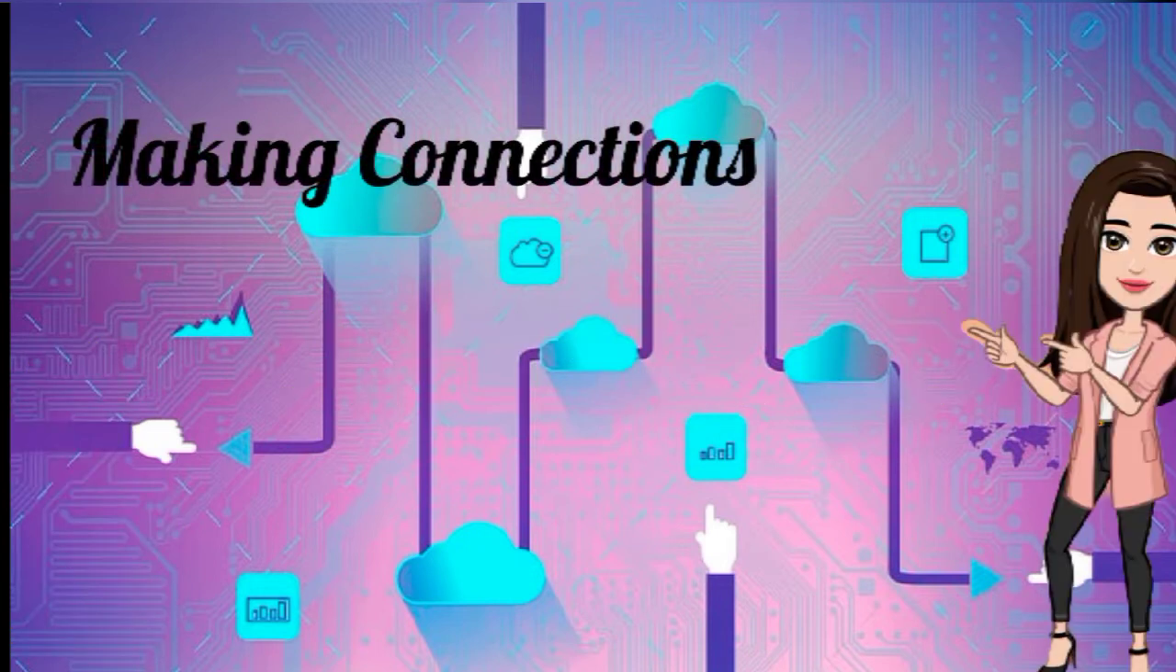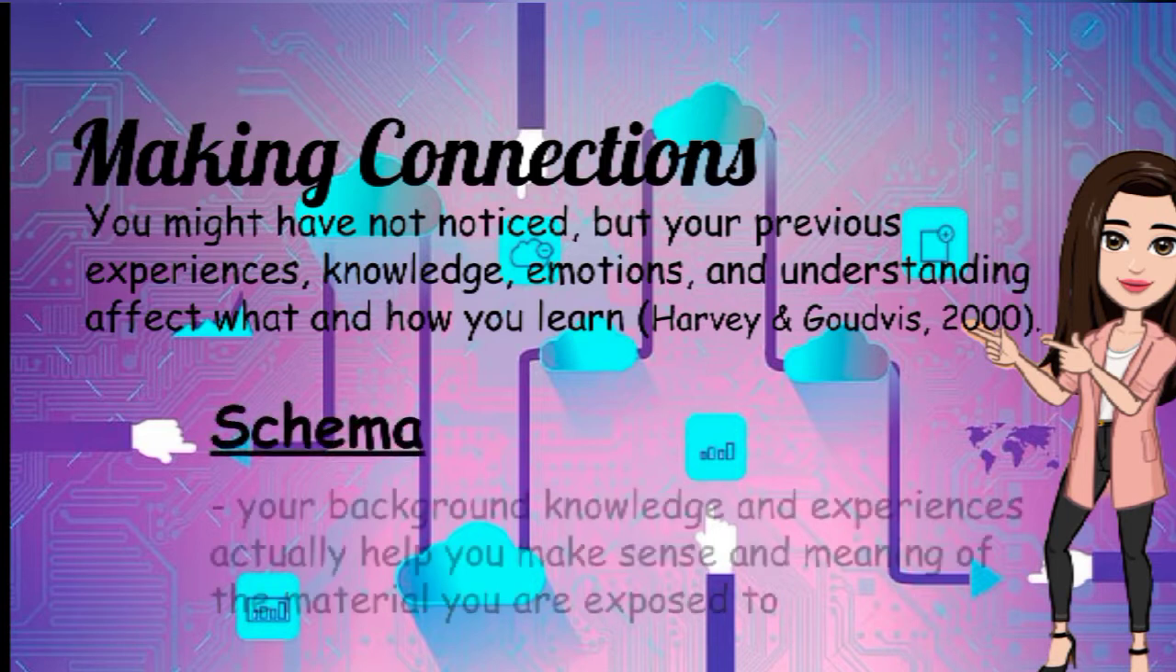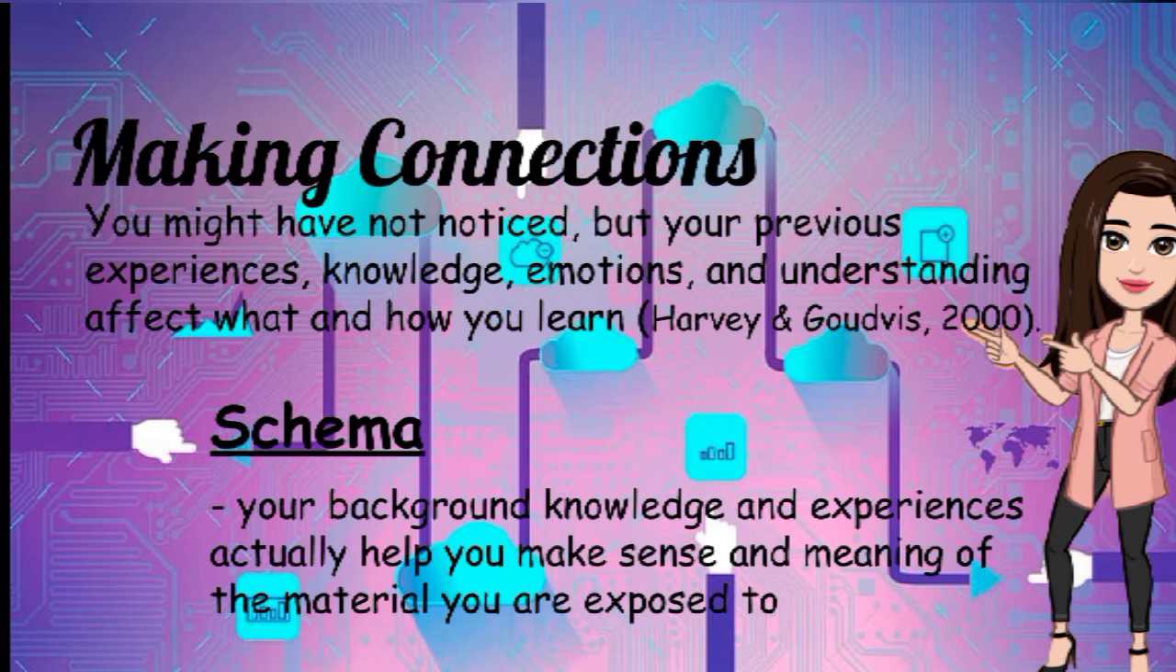So when we say making connection, according to Harvey and Goudvis of 2000, your previous experiences, knowledge, emotions, and understanding affect how you learn. This is what we call the schema, or your background knowledge and experiences that help you make sense and meaning of the material you are exposed to. Learning how to access this prior knowledge, experiences, emotions, and opinions can help you make a connection to the text to help you understand concepts better.